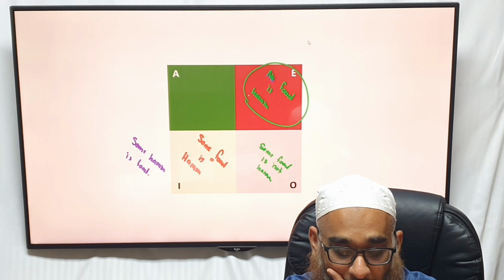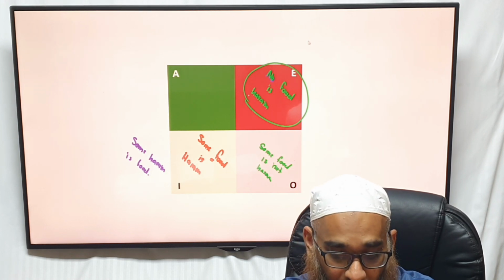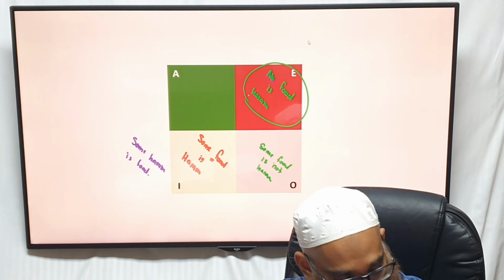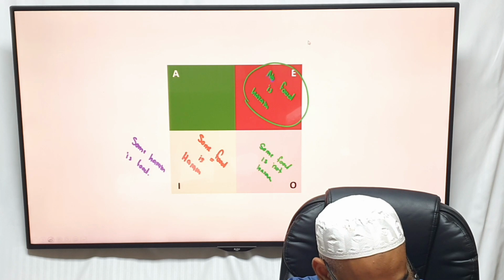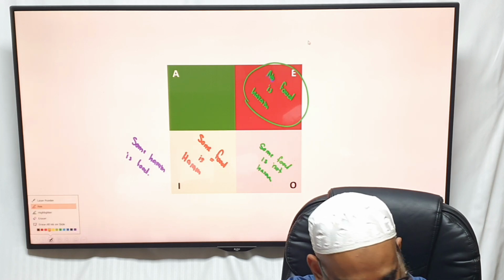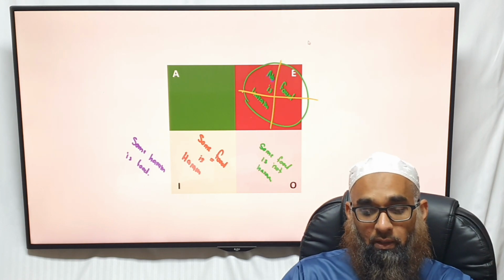All food is haram. Well, we can't go upwards, because of the O. Oh, stop, pause one minute here. So we know this is not true, right? So let's cross this out. We know this is wrong, right? That's false, yes? And the O and the A contradict.